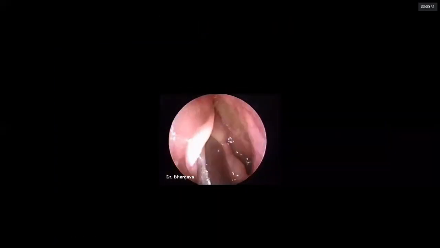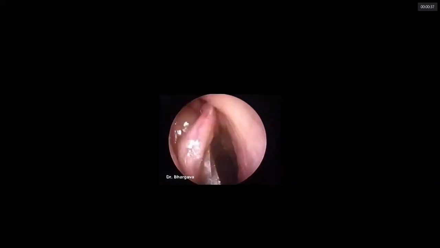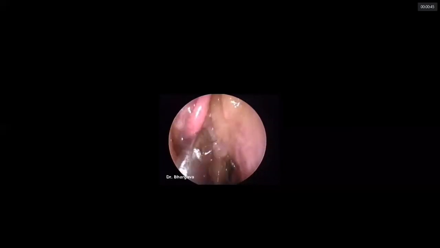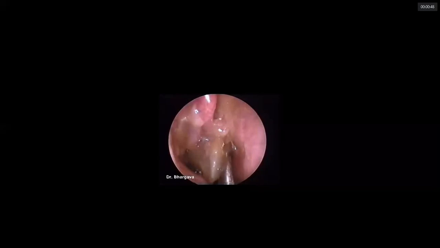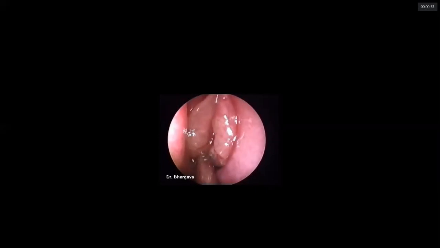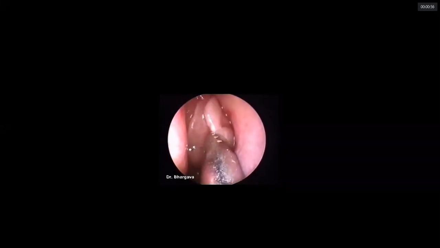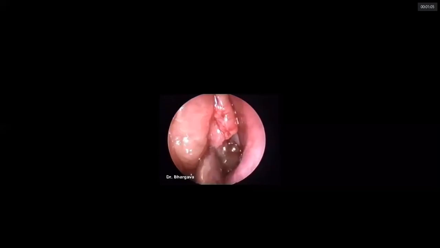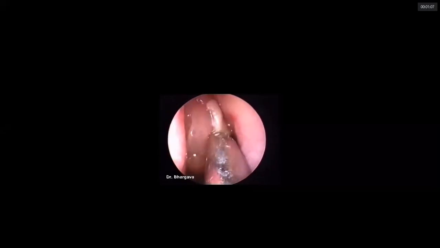The left side of the nose shows presence of extensive polyps. The right side also shows extensive polyps, with some polyps arising from the nasal septum also. The micro-debrider is being used to debride the polyps so that the anatomy can be much better identified. Damage to the adjacent mucosa is prevented because of the use of this instrument.